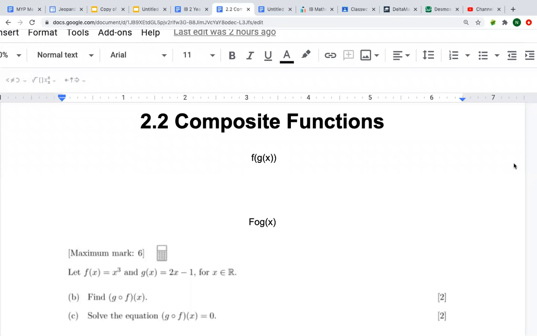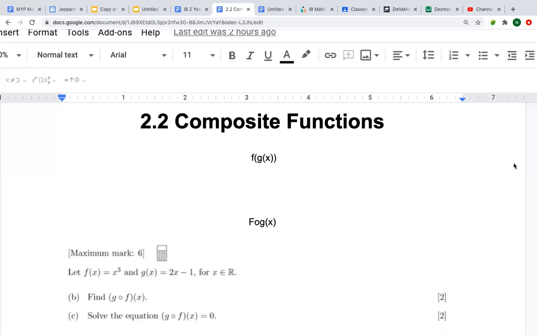Okay, so we're going to start 2.2 by talking about composite functions. When we're speaking of composite functions, they will be written in one of two notations. The second notation, f∘g, is pronounced f of g of x, and both of them are read f of g of x. The bottom one is more common within IB notation, but the top one is more common within SAT and ACT. So I'll introduce you to both, but it's pretty straightforward.